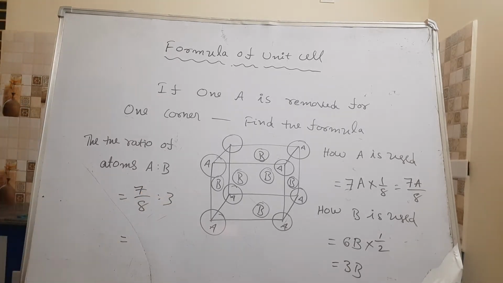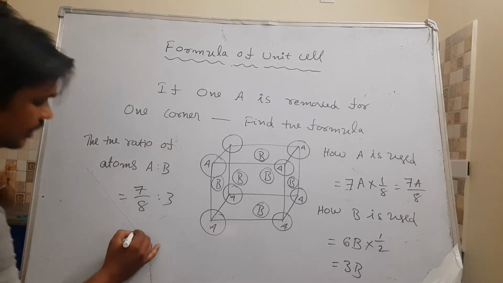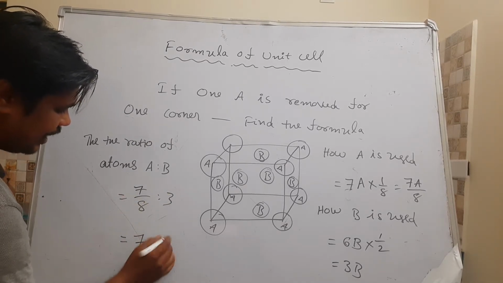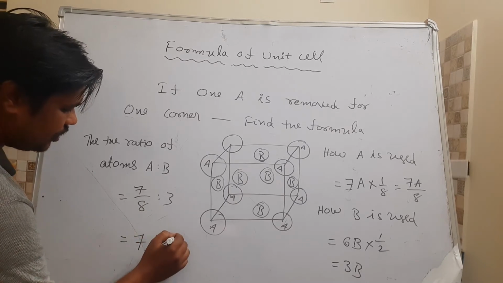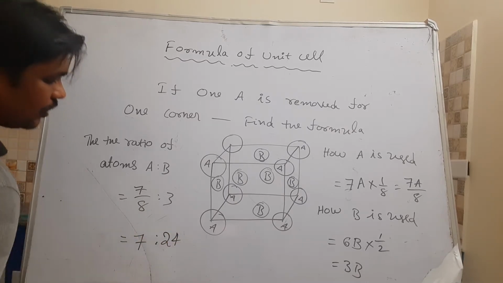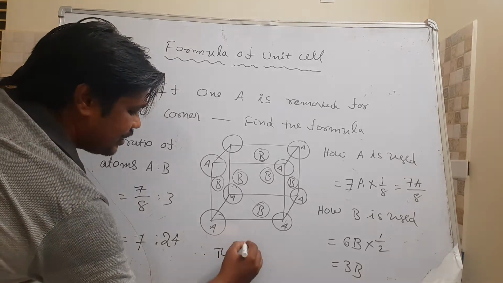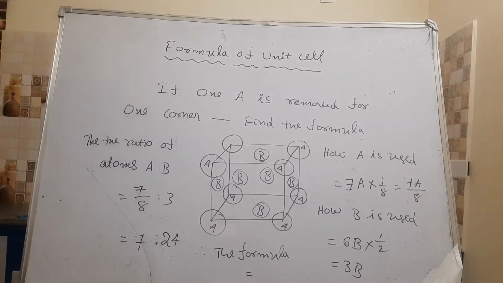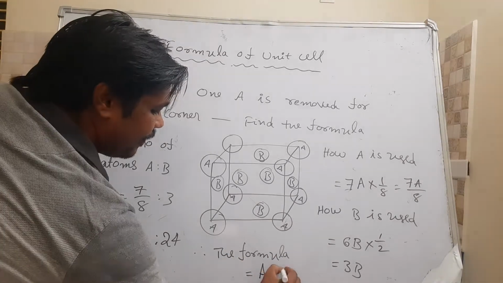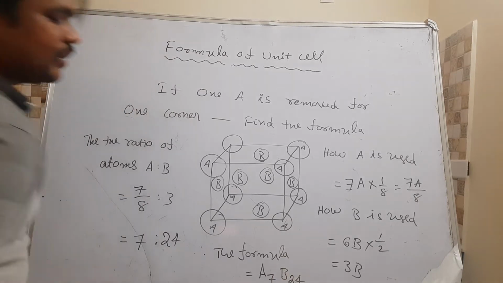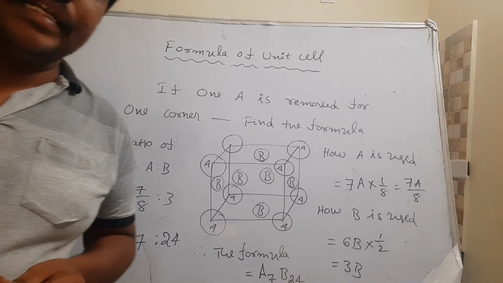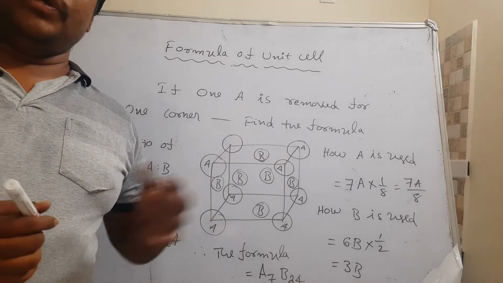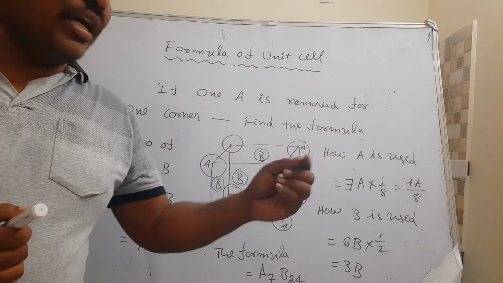You multiply with 8 on both sides. The 8 gets cancelled. It is 7 is to 24. So therefore the formula is A7B24. How much easier it is! It is very, very easy to calculate the formula when you know the contributions.